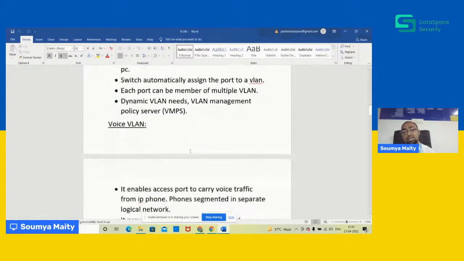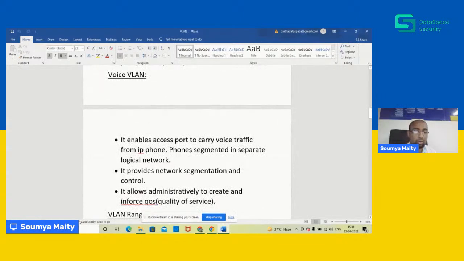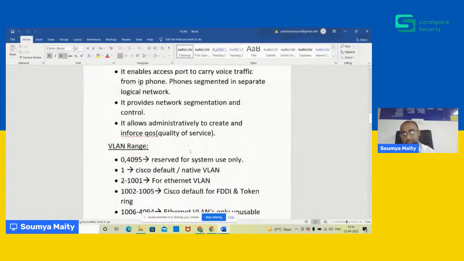Next is voice VLAN. What is voice VLAN? It enables an access port to carry voice traffic from an IP phone. So phones are segmented in a separate logical network. It provides network segmentation and control. It allows administrators to create and enforce QoS, quality of service. So through quality of service, we can use a voice VLAN, and through voice VLAN, we can manage our IP phones in our company or IT sector.